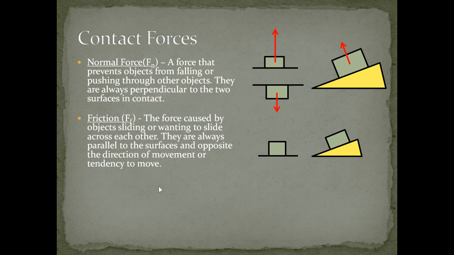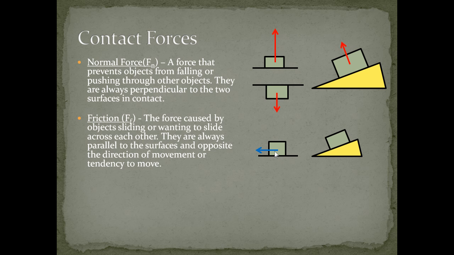Okay? In the first instance, if I wanted to push this block that's sitting on the table to the left, then the frictional force is going to be to the right. So if the block wants to move to the left, the frictional force is going to be in the opposite direction, which is to the right. Likewise, if I want to push the block to the right, then the frictional force is going to be to the left. This just happens to be parallel to the two surfaces in contact, and opposite the direction the block will want to move.